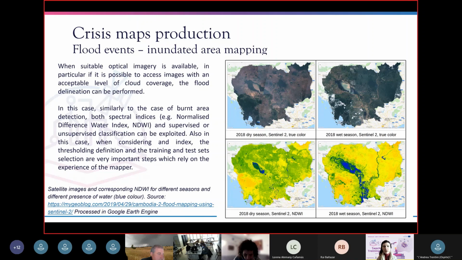So you can use also optical image classification in order to detect fires.